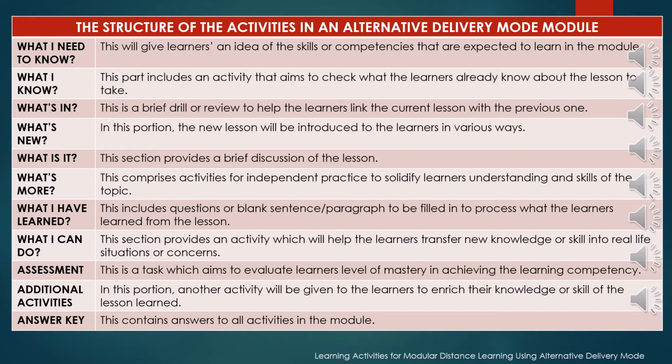The next question is, what I have learned. This includes questions or blank sentences or paragraphs to be filled in to process what the learners learned from the lesson. In this part of the module, learners may engage in a self-check activity. This is also to validate learners' answers from the independent practice activity, wherein an answer key was provided. So, even if they copied the answers from the answer key, the teacher can validate the answers in this section.